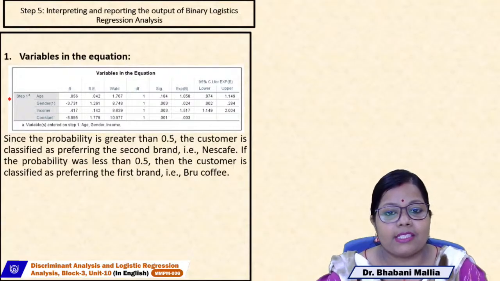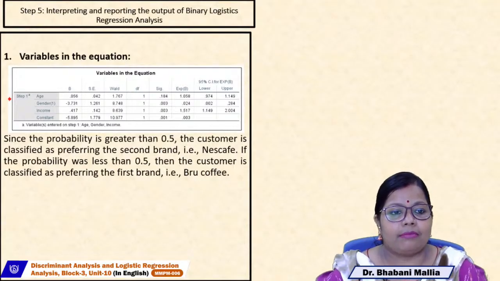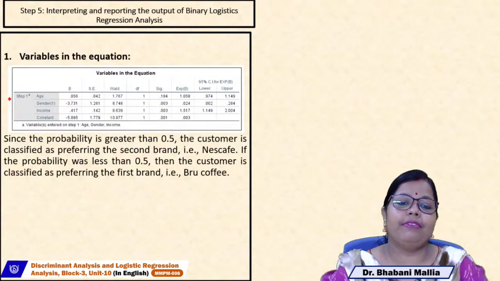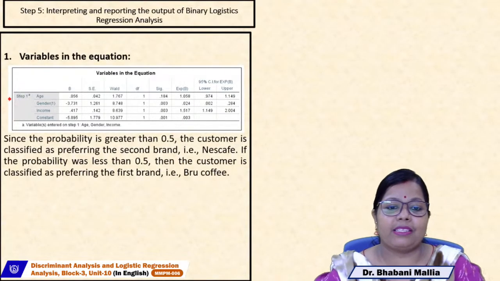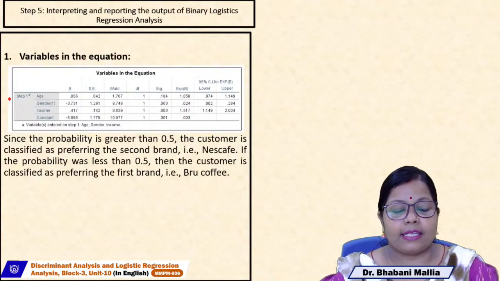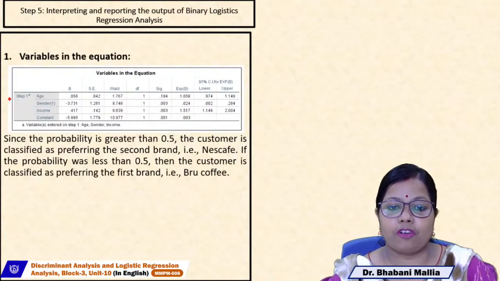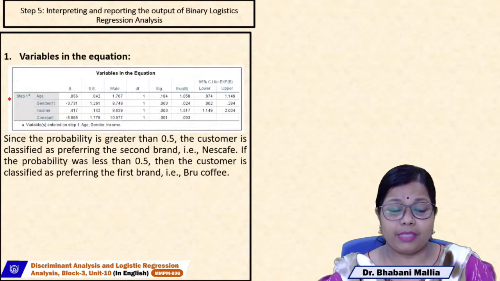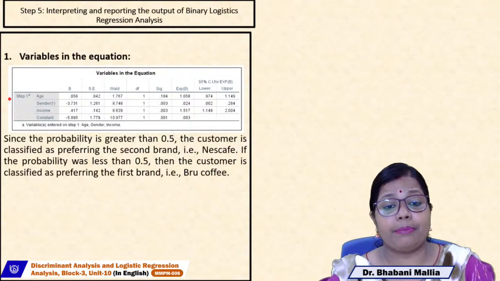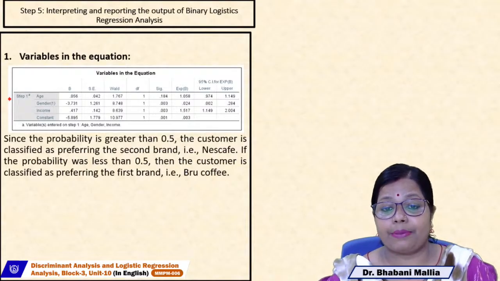The p value says it is higher than the 0.5. What is 0.5 again? That is the level of significance value, and my probability value is greater than that. It says that the preference of brand of coffee, that is Nescafe, is the consumer is classified as preferring the second brand, which is actually Nescafe.